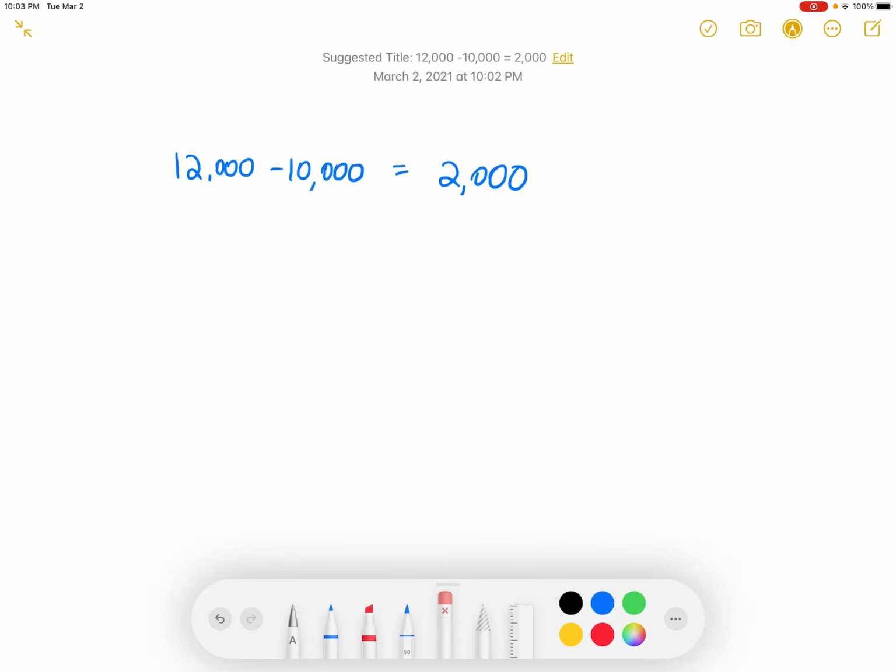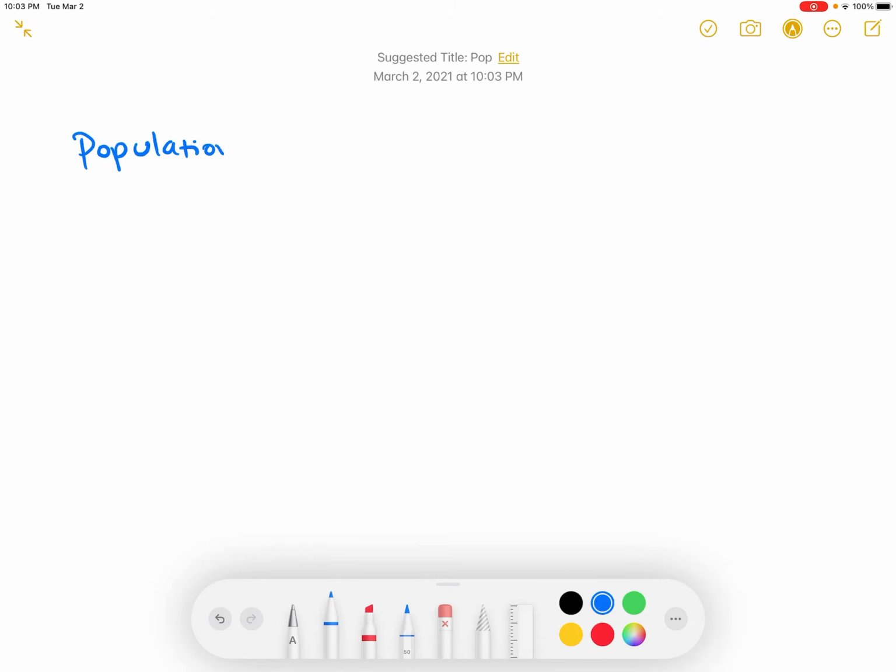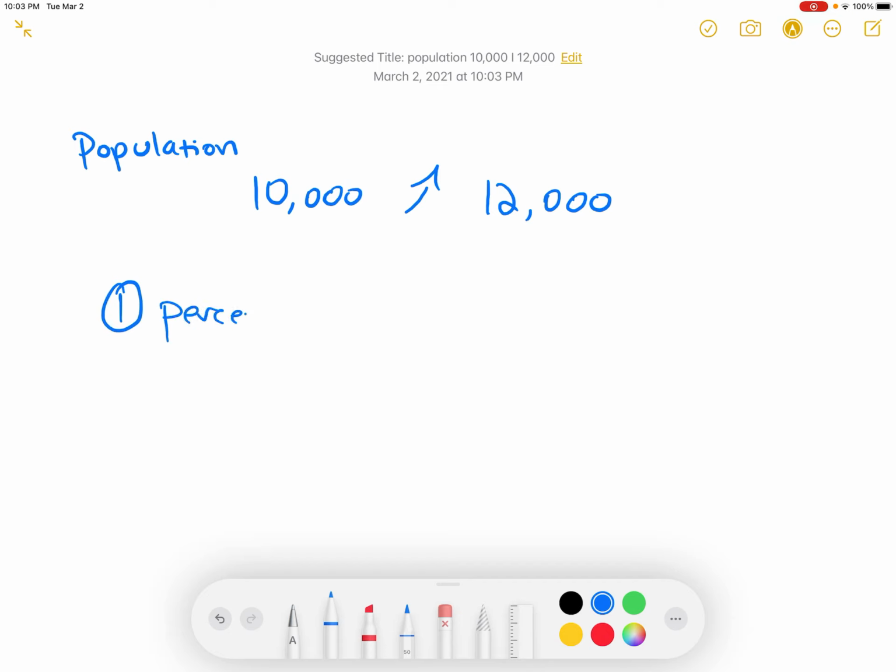This is how to find percent increases or decreases. It's actually quite simple. All you're going to do is first read a problem. For example, let's say we have a problem that says the population of a town started at 10,000 people. Okay? And then it went up to 12,000 people. What is the percent change?